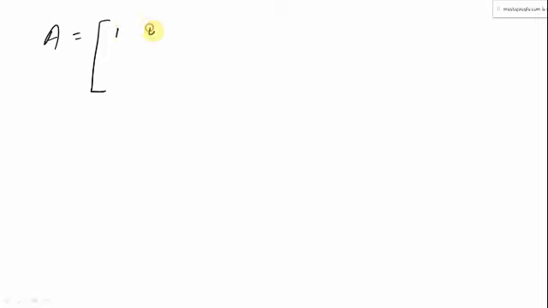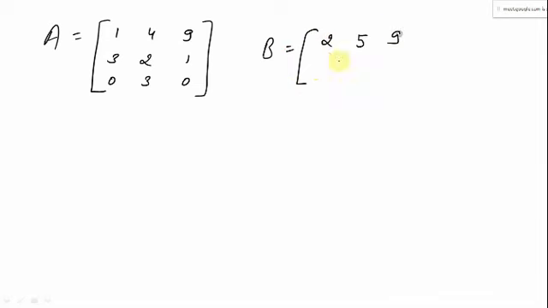So A is 1 4 9, 3 2 1, 0 3 0 and the second one is B, 2 5 9, 3 2 1, 8 9 6. So can I get A plus B? Can I add these two matrices together? Yes, sir. Why? Because they are of same order.